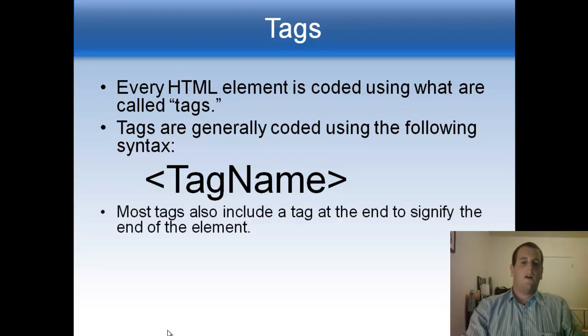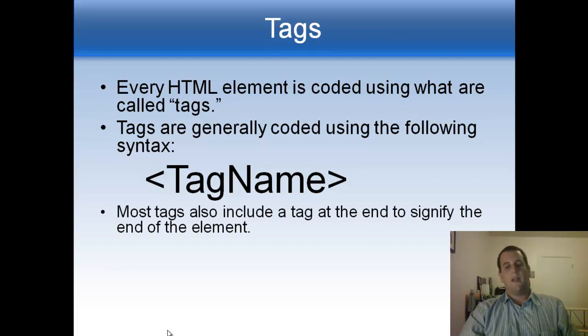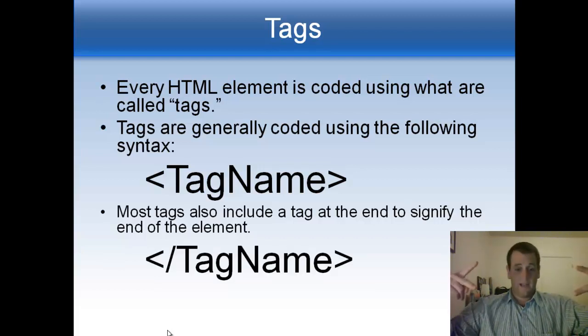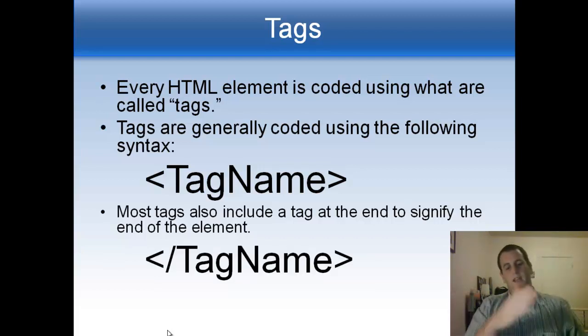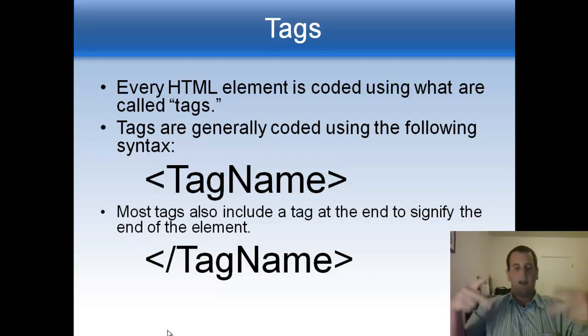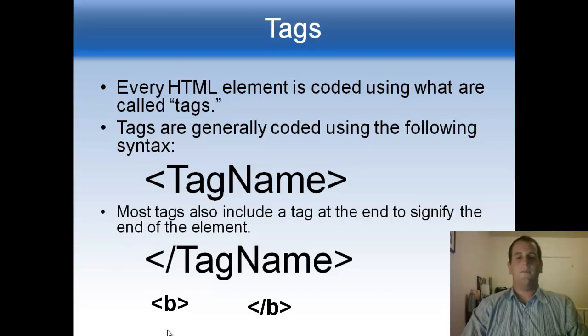Okay, and a lot of HTML elements also have another tag that says, okay, this is the end of that now. And that's the same thing, the two brackets, but also a slash, and then the name of the tag. So, for example, you might want to have something that's in bold. And for that you put in brackets B for bold. And then when you're done wanting something to be bold, you put the brackets /B. And you'll learn how this works in a second.